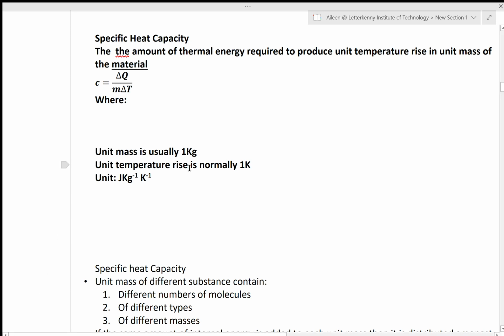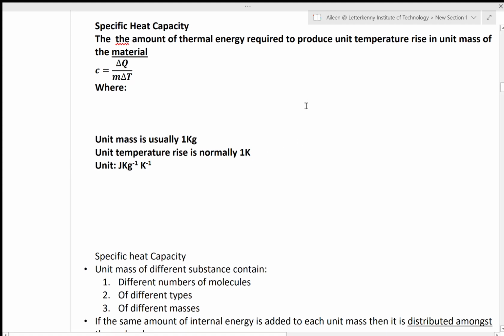Hi guys, so today we're looking at the specific heat capacity. The specific heat capacity is the amount of energy required to produce a unit temperature rise in a unit mass of a material. That C, lowercase c, is equal to the change in energy divided by the mass times the change in temperature. So C is your specific heat capacity.